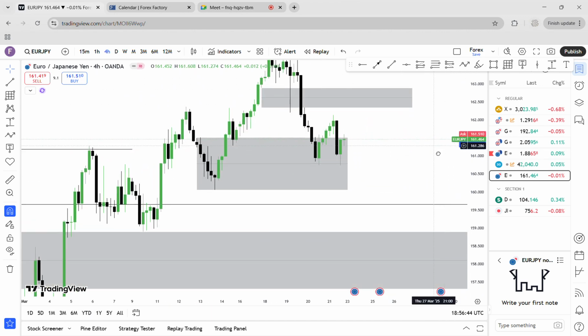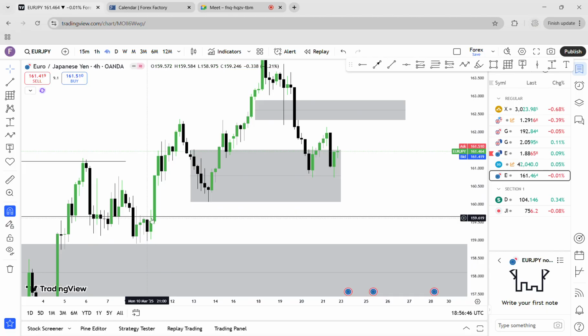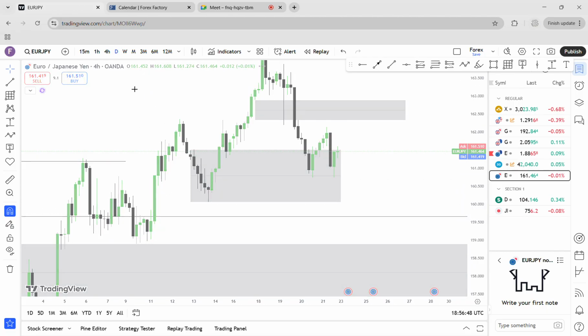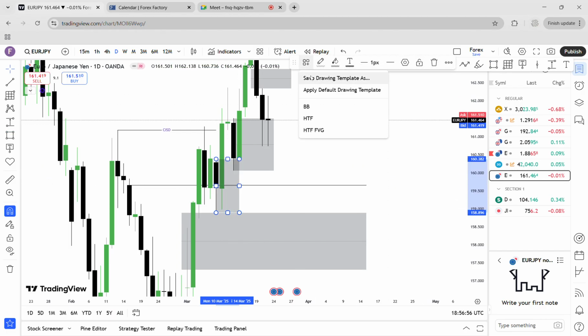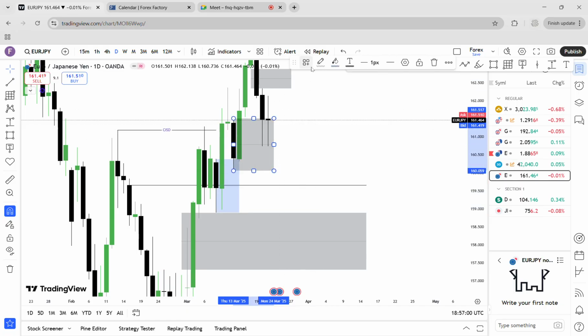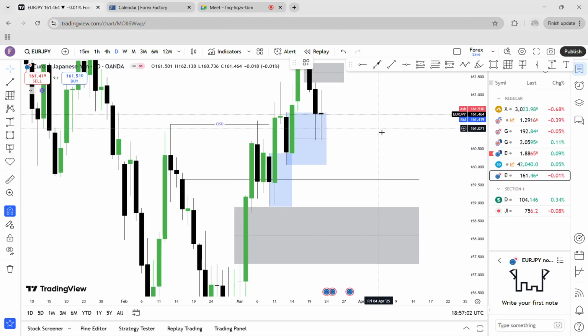This is what you need to watch out for. Now, let me go back to the delay, let me show you something real quick. Look at this price action. Higher time frame. Look at this price action.